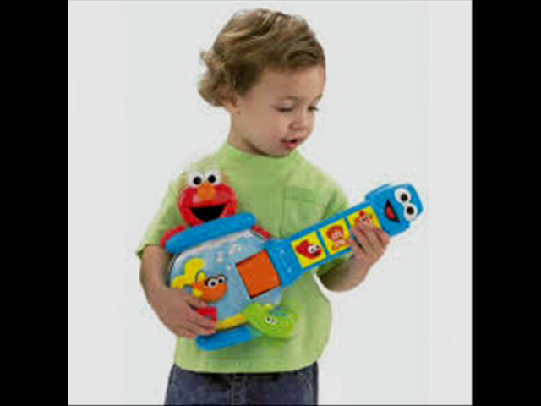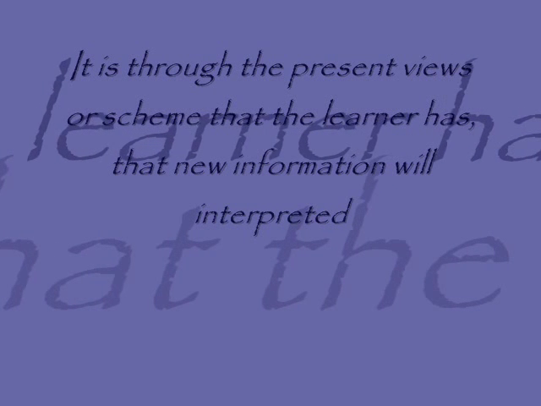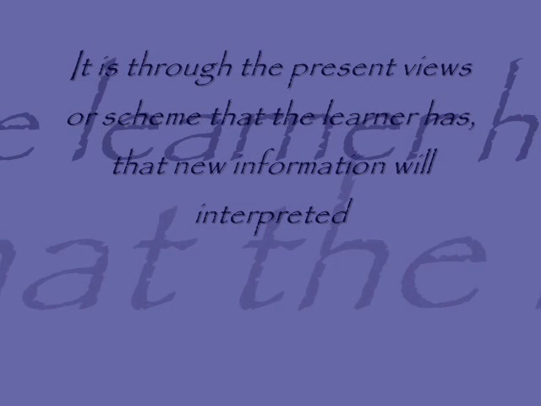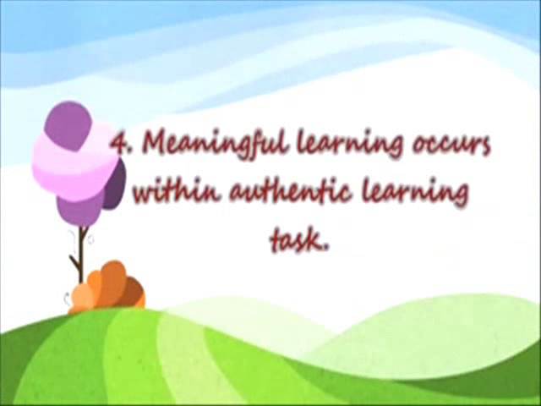New learning depends on current understanding. This is the second characteristic of constructivism, according to Egan. Background information is very important. It is through the present views or schemes that the learner has that new information will be interpreted.